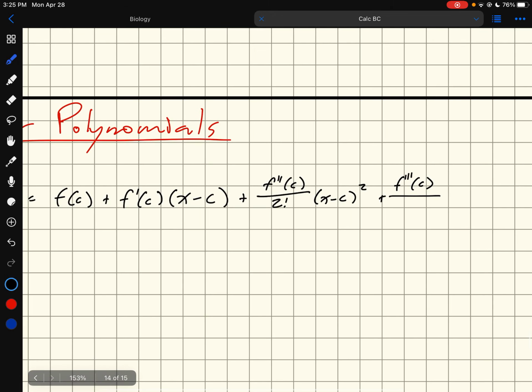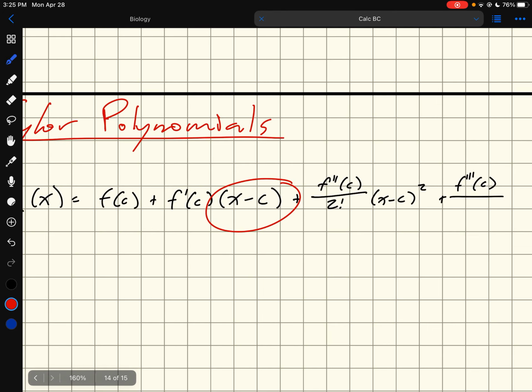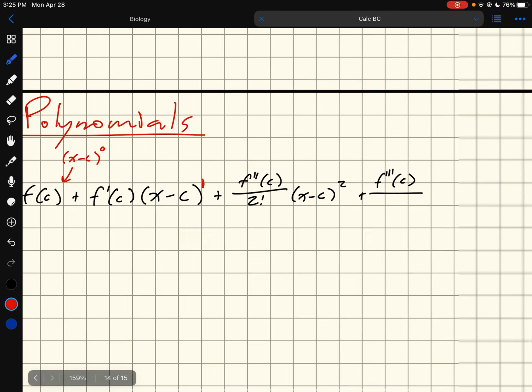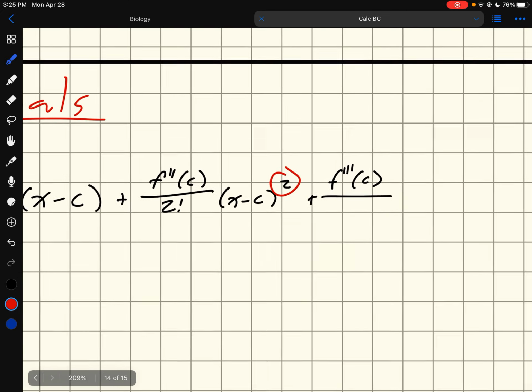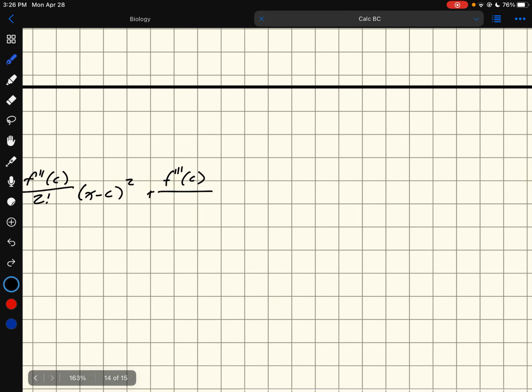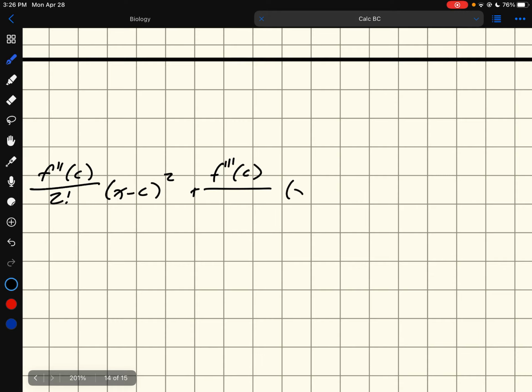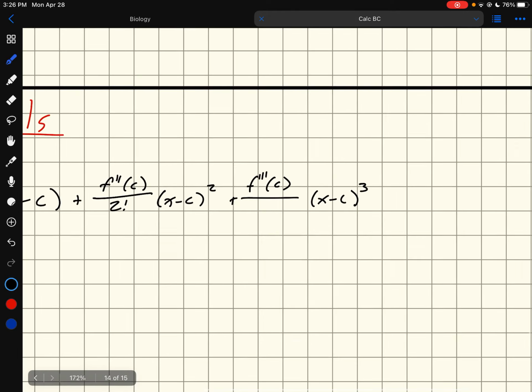And then another thing that's happening is this x minus c is also increasing, but the exponent is increasing. So right here, there's technically an x minus c to the 0 power, but you don't write that because anything to the 0 power is just 1. So there's an x minus c there to the 0 power. Let me move this so it makes more sense. Okay. And then here it's an x minus c to the first power, and then here you have an x minus c to the second power. So here, in our fourth term now, you're going to have an x minus c to the third power.